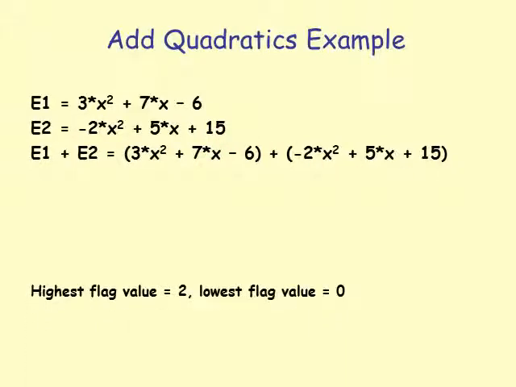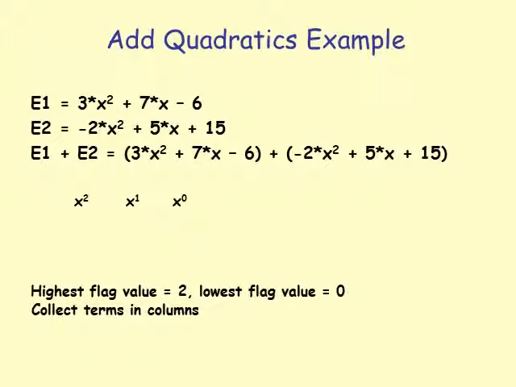Let's continue here. Highest flag value is 2. This is 2, 1, 0 flag value, and this is 2, 1, and 0. Highest is 2, and lowest flag value is 0. So these are the columns I need: second power of x, first power of x, and 0th power of x.